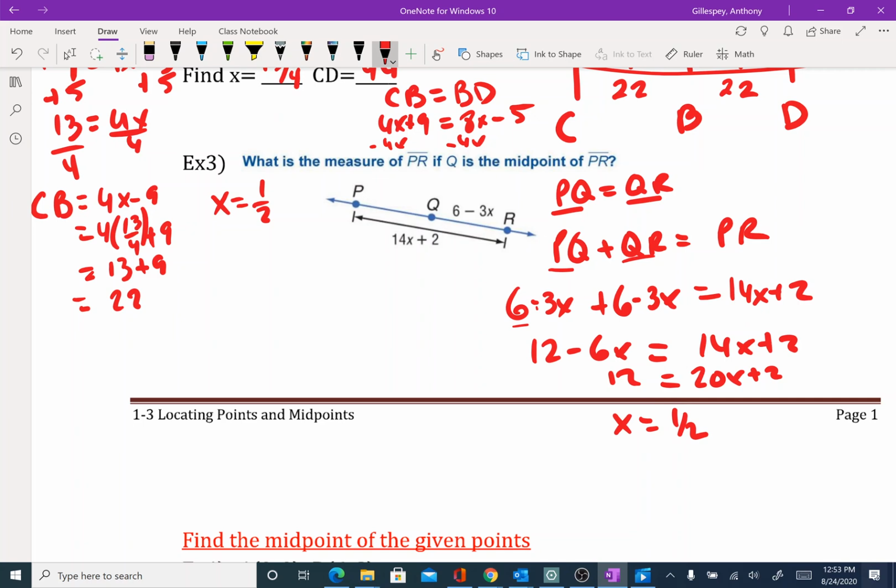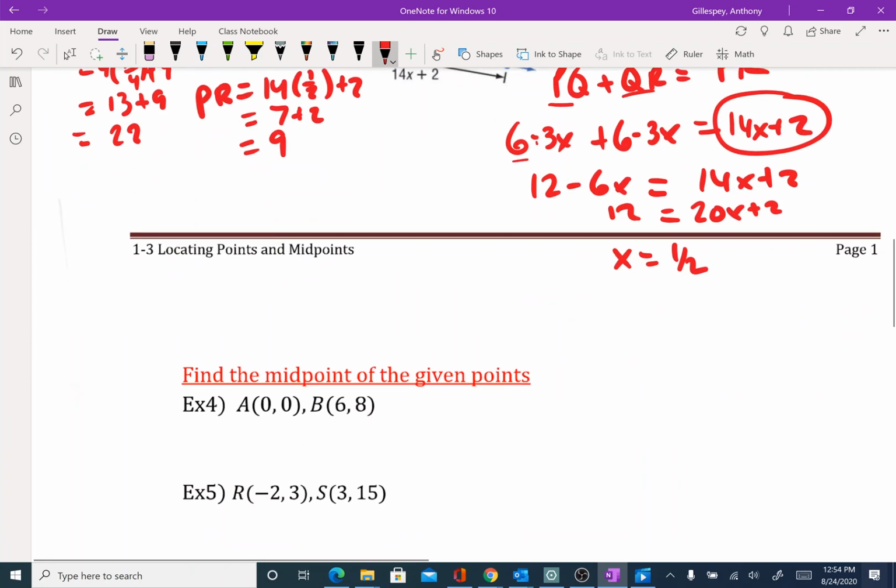And then how do I find the measure of PR? Well, PR is 14x plus 2, right? So PR is equal to 14 times a half plus 2. Well, half of 14 is 7. 7 plus 2 is 9. PR is 9. That's it. Pretty easy, right? Just basic algebra, not a hard assignment.